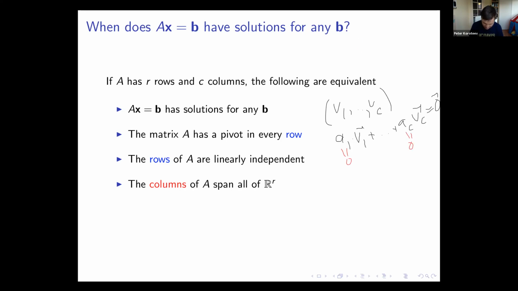Right, so for example, vectors (1, 0) and (0, 1) are linearly independent in R^2, right? Because to make a 0 vector out of summing these two vectors, the only way to do it is to multiply each of them by 0.